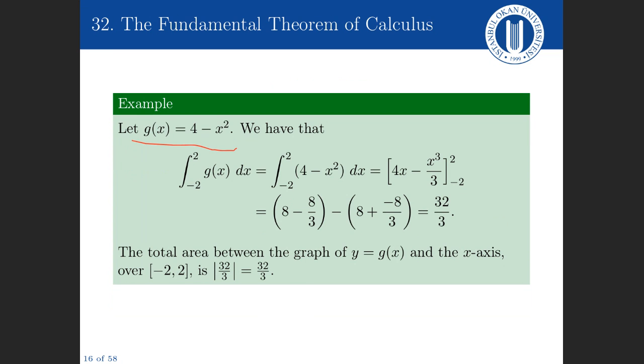Another example. This time, let's suppose we look at 4 minus x squared. Again, I'm interested in the total area between minus 2 and 2. We can calculate the integral of g between minus 2 and 2, and we get 32 over 3. This is already a positive number, so we can use this number for our total area. The total area between this graph and the x-axis is 32 over 3.